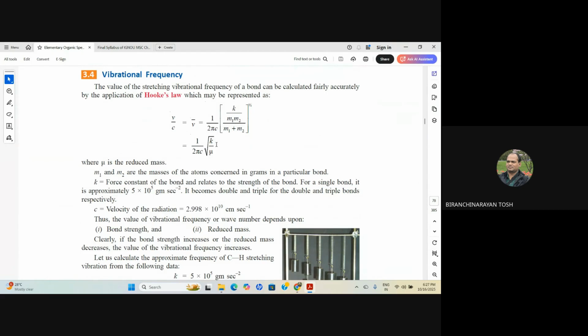Generally, for a single bond, the value of k is approximately 5 into 10 to the power 5 gram per second square. And c is the velocity of radiation, as you know, the velocity of light, 2.998 into 10 to the power 10 centimeter per second. Now you can see vibrational frequency, that is nu bar, depends upon what? Velocity of light is constant, so it depends upon the force constant, that means bond strength, and the reduced mass. So depending upon the force constant or bond strength and reduced mass, the vibrational frequency or wave number will vary.